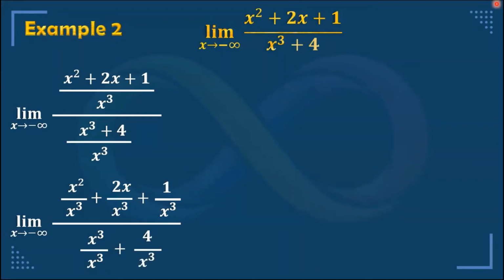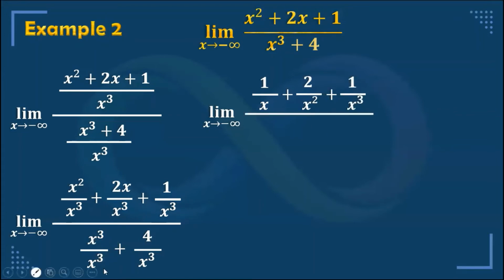Next is to simplify the terms that can be simplified. Let's have the first term, x squared over x cubed. When we simplify that one, the answer is 1 over x, plus the second term. We can cancel out 1x in both numerator and denominator, so the result is 2 over x squared, plus 1 over x cubed, simply copy, all over x cubed over x cubed is 1, plus 4 over x cubed.